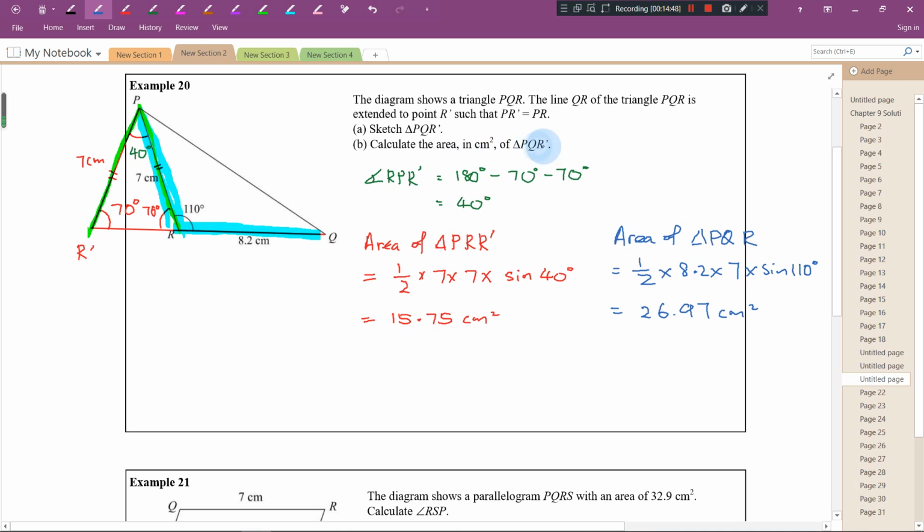So now we can get the area of this triangle PQR prime. It will be this and this added together, 15.75 plus 26.97. If you want to be more accurate, you can actually take more decimal places, and here we only round it off to 4 significant figures. Okay, so the answer is 42.72 square centimeters.